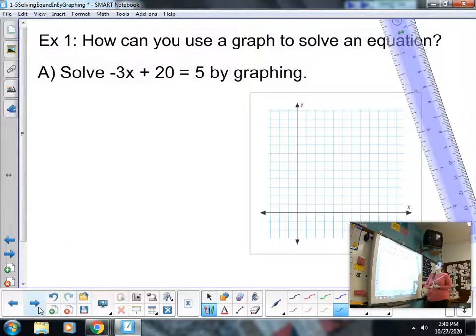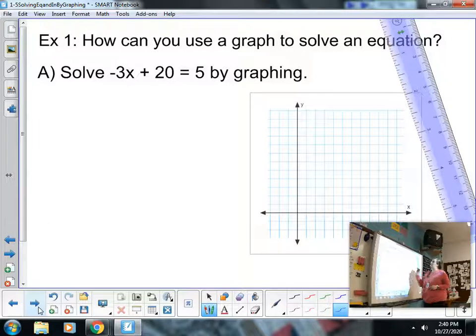Which brings us to example 1. We want to use a graph to solve this equation. So this is an equation that is very simple to solve algebraically, but we're going to demonstrate how to use a graph to solve this so that you can see how this may be beneficial for you.